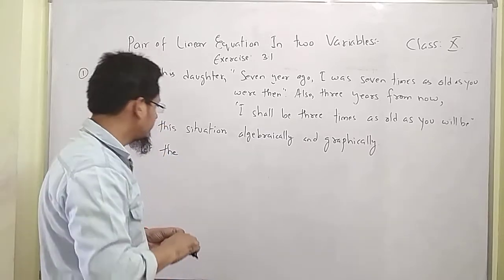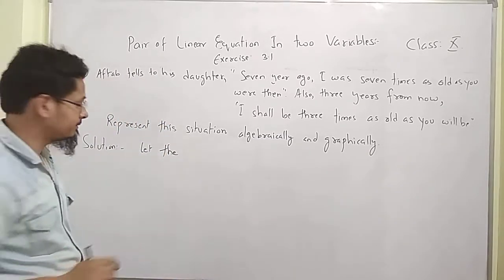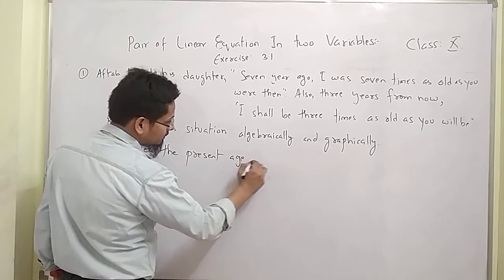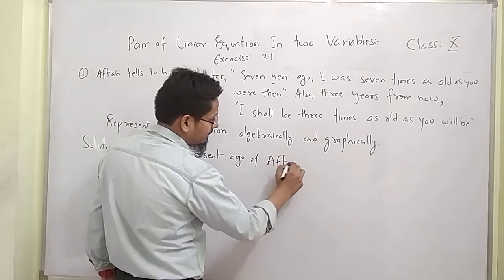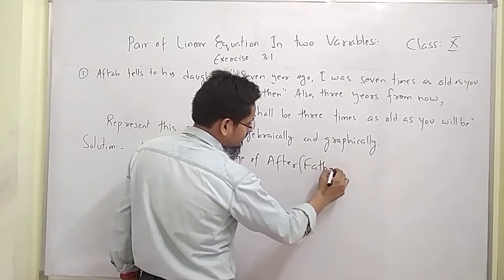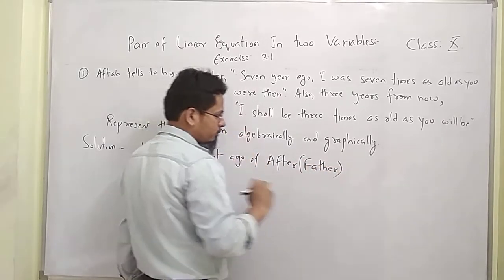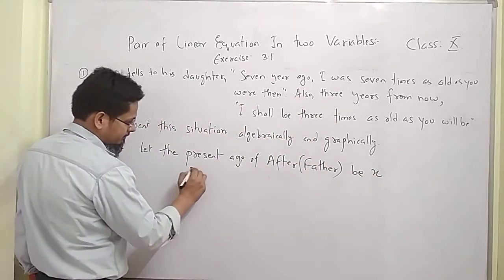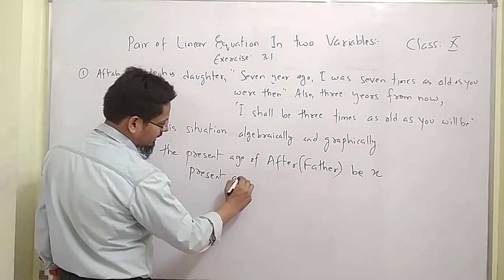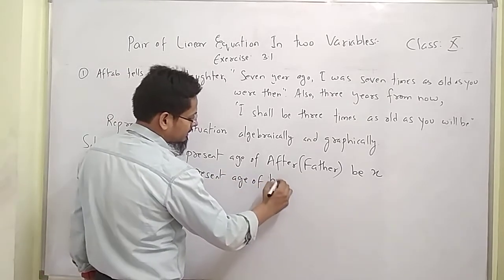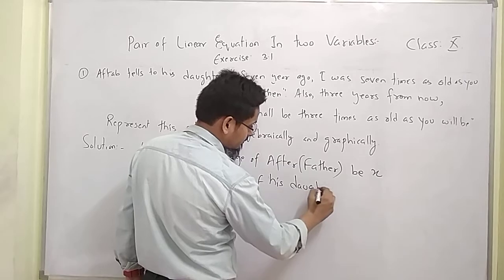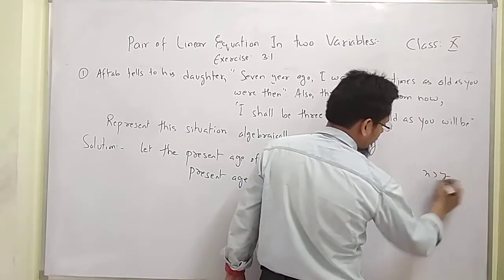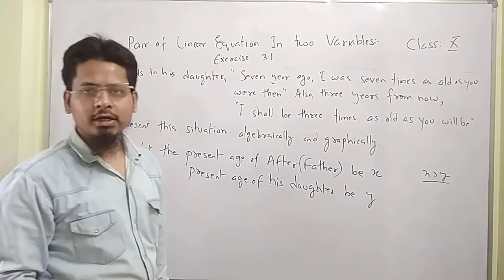So now let the present age of Aftab, that is father, be x. And in brackets I also write the father, I just mentioned the relation also. And the present age of this daughter be y. As always, x is more than y, because x is the age of father and y is the age of his daughter.